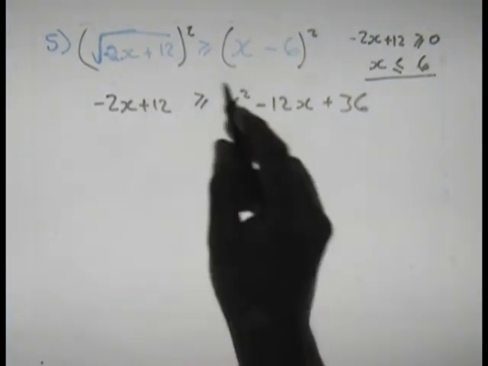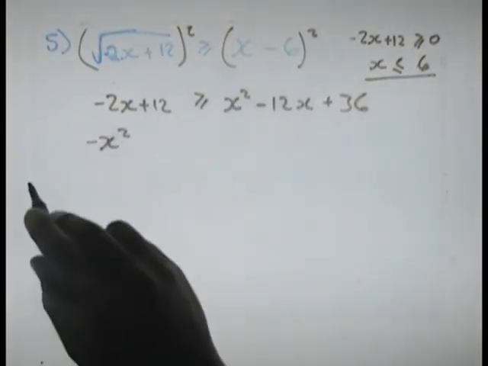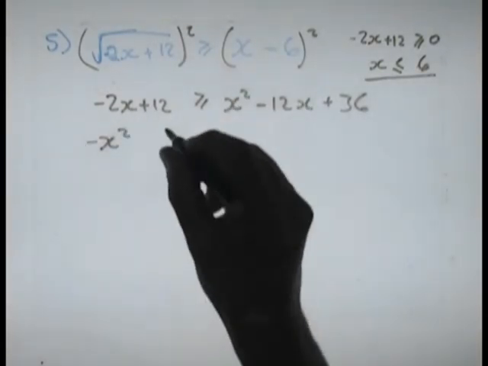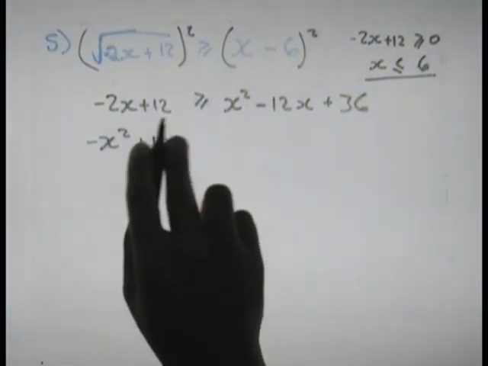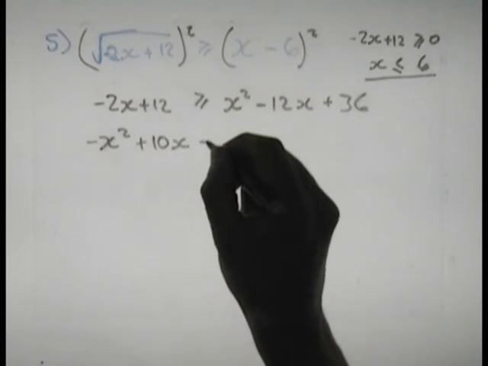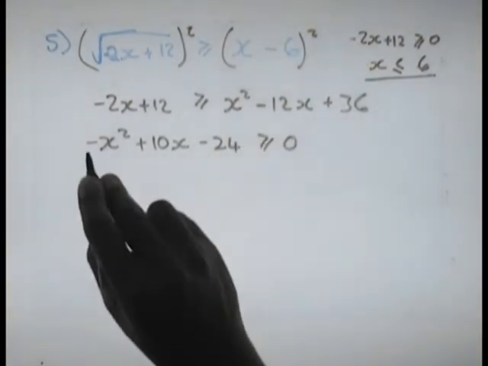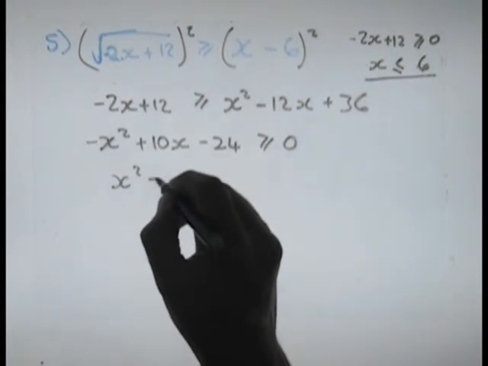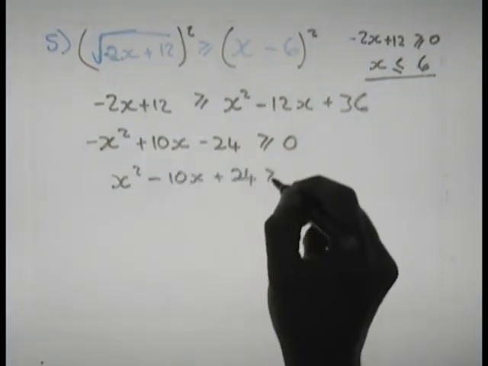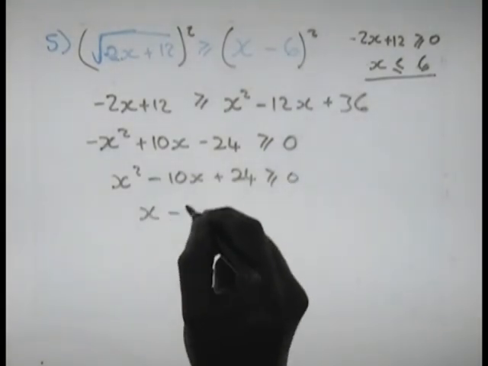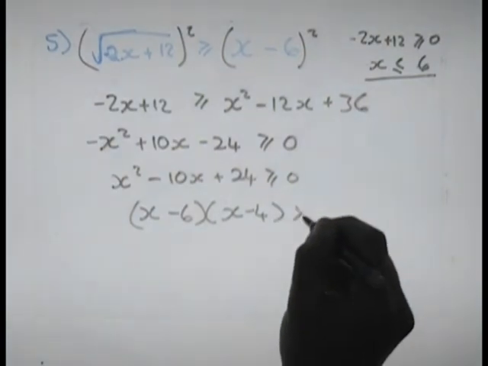Alright, from here I'm going to start by taking everything across. That will become -x squared. -2x plus 12x is going to give me plus 10x. Plus 12 minus 36 is minus 24, greater than or equal to 0. Divide through by a negative, that means that x squared minus 10x plus 24 is greater than or equal to 0. X minus 6, x minus 4, greater than or equal to 0.